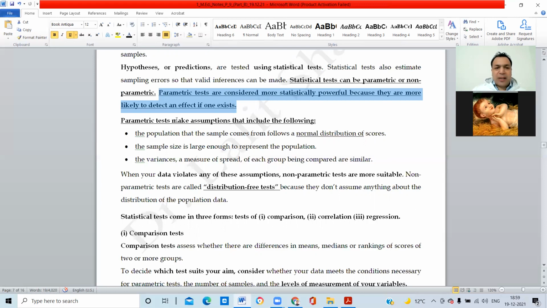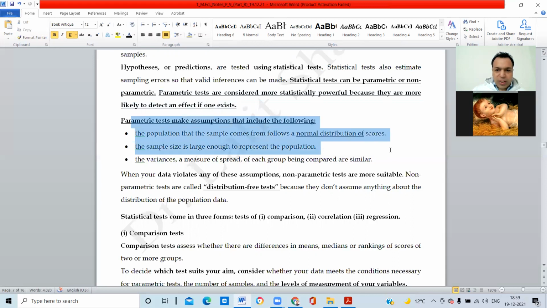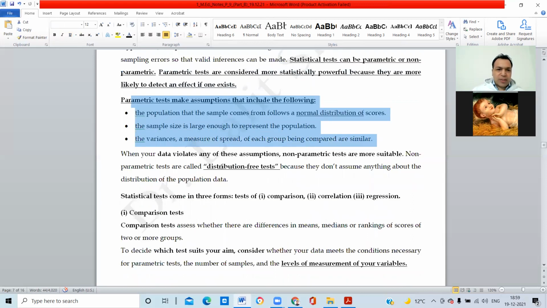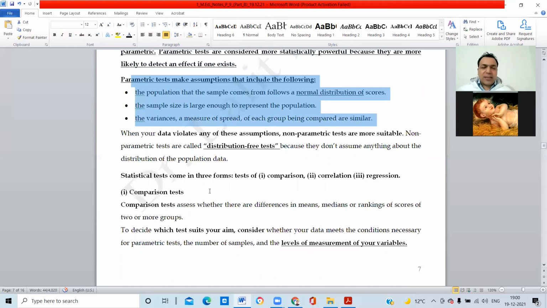So what are the parametric tests? These are the three things of the parametric test which you have to remember. This is the most important. Parametric tests make assumptions that include the following. Under the parametric test, the first assumption is that the population that the sample comes from follows a normal distribution of scores. Second, the sample size is large enough to represent the population. Third, the variance, the measure of spread of each group being compared, is similar.